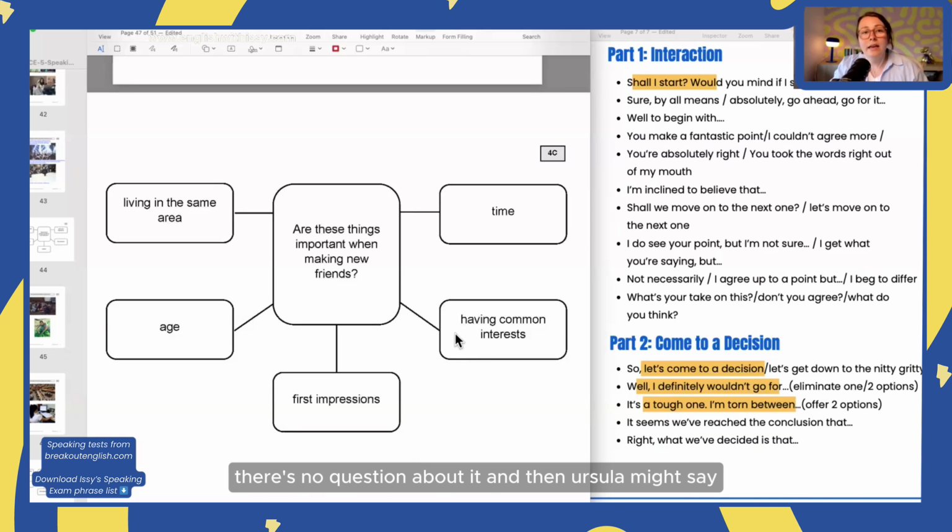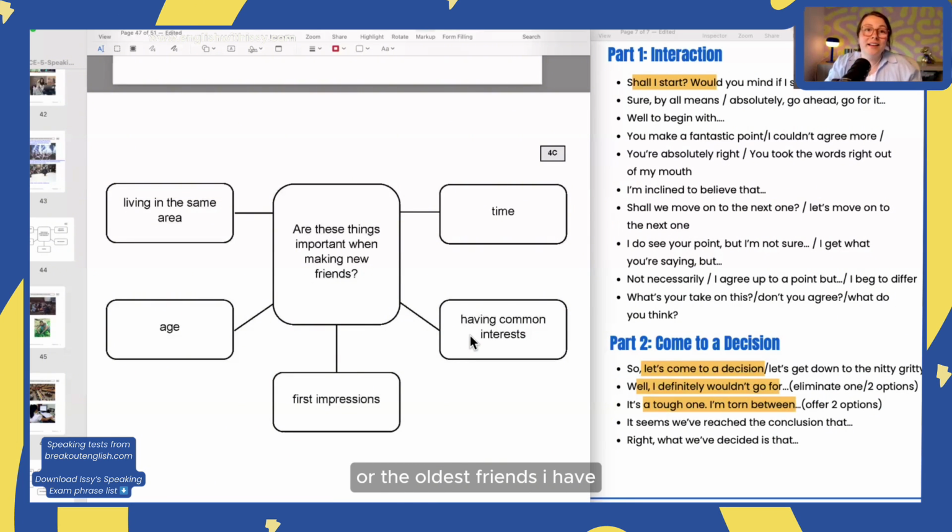And then Ursula might say, yeah, you actually make a fantastic point. The longest or the oldest friends I have are friends that I started doing yoga with, or friends that I met when I was, I don't know, doing this 20 years ago.